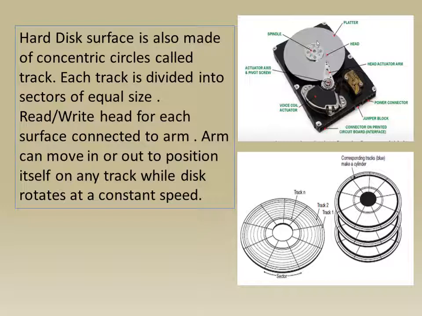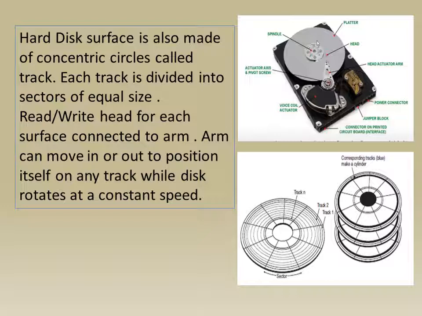Now, the hard disk surface is also made up of concentric circles called tracks. Again, the same disk is divided into concentric circles called tracks, and each track is divided into sectors of equal size. The read-write head for each surface is connected to an arm. The arm can move in or out to position itself on any track while the disk rotates at constant speed. Now see in a diagram the hard disk having the head, platters, spindle, actuator axis and pivot screw, voice coil actuator, power connector, head actuator arm, etc.